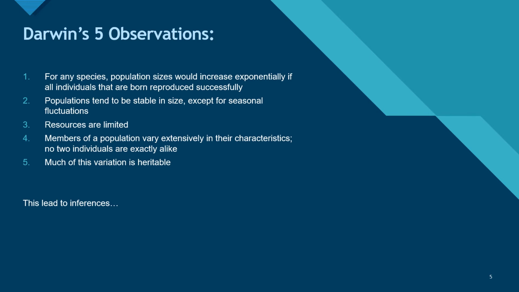Some of the inferences were that the production of more individuals than the environment can support can lead to a struggle for existence among the individuals in the population. Another is that survival depends in part on inherited traits. Individuals whose inherited traits give them a high probability of surviving and reproducing are more likely to leave more offspring than other individuals. And the third is that the unequal ability of individuals to survive and reproduce will lead to gradual change in the population, with the favorable characteristics.